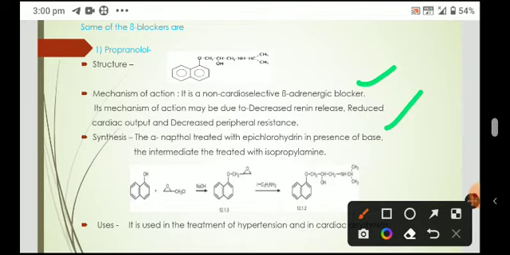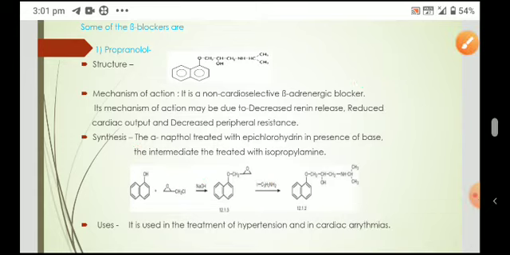Now the synthesis. First, in this synthesis, alpha naphthol is treated with epichlorohydrin, this is the structure of epichlorohydrin, in the presence of the base NaOH. The intermediate obtained is treated further with isopropyl amine to obtain propranolol. It is used in the treatment of hypertension and in cardiac arrhythmia. So this is the first drug from this beta blocker category.